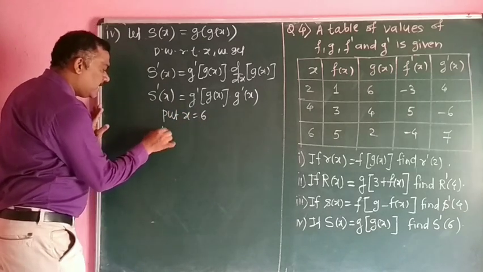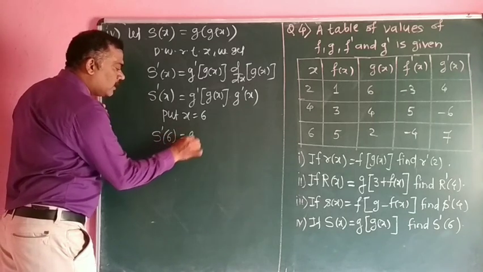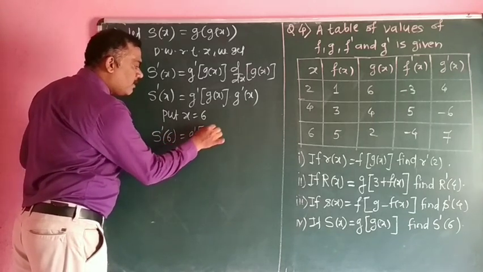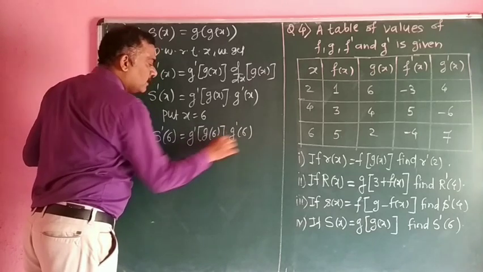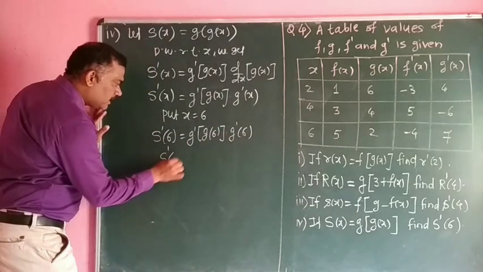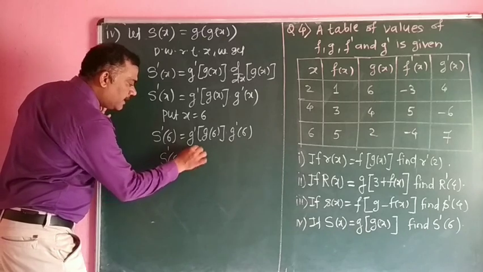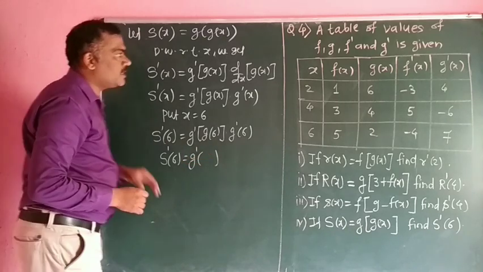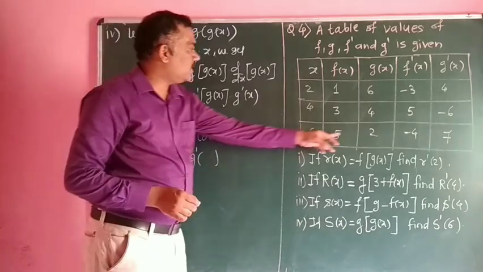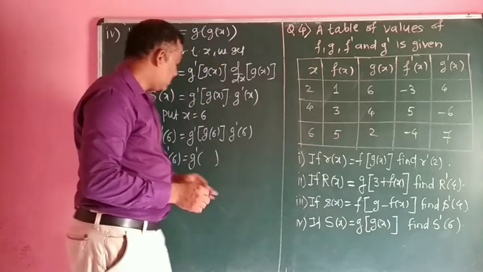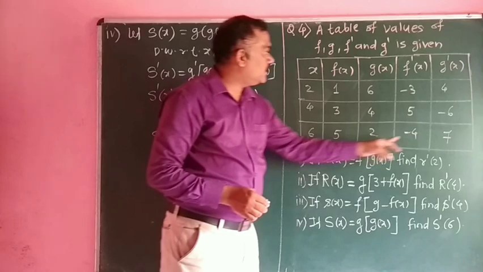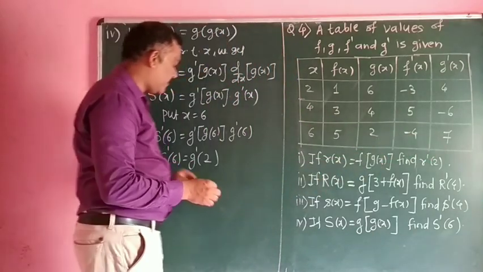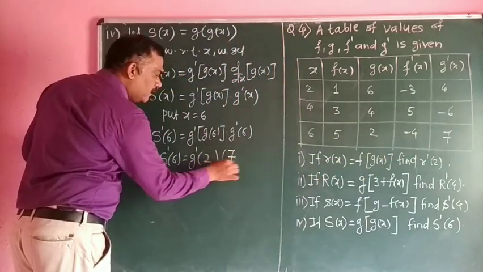That is s dash of 6 is equal to g dash of g of 6 into g dash of 6. That is s dash of 6 is equal to g dash of, what is g of 6? G of 6 is nothing but 2. We can write here 2 into g dash of 6. G dash of 6 is nothing but 7. That is 7 into 7.